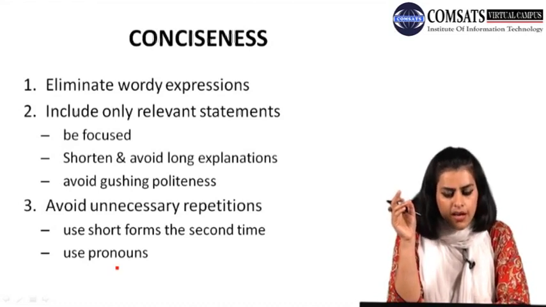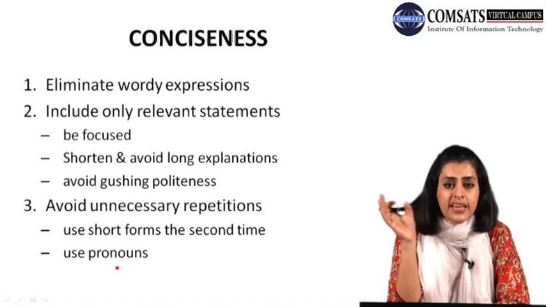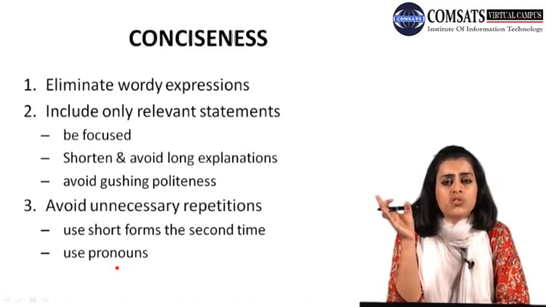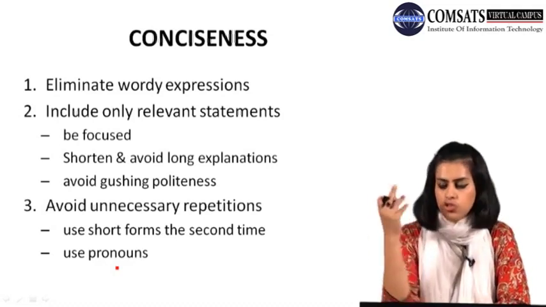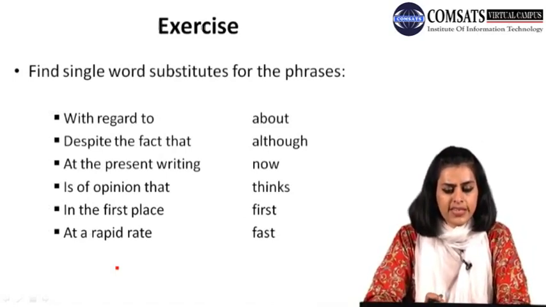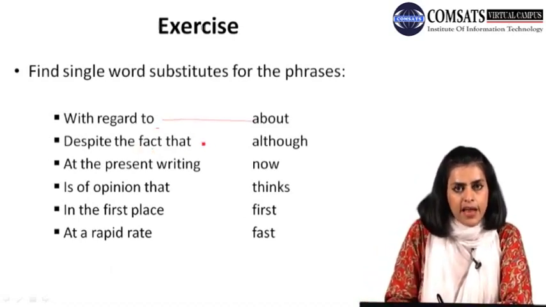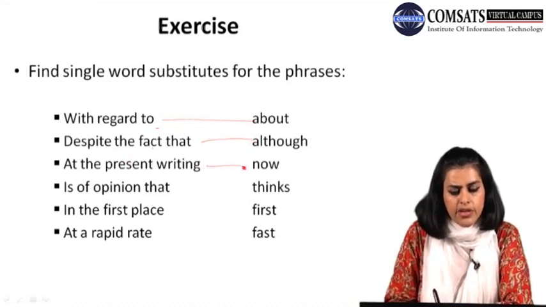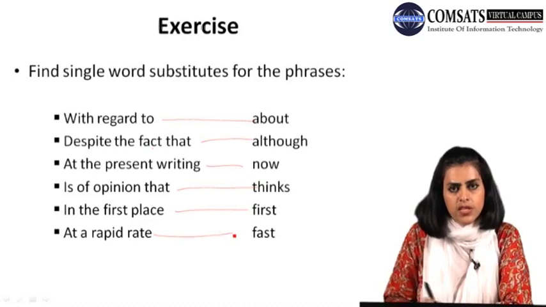Use short forms the second time. For example, if you are using one long name of an institution, try to refer to it with a pronoun the second time. Use pronouns to replace longer phrases, such as names of institutions or organizations. Find single word substitutes for phrases. With regard to can be replaced with about, despite the fact that with although, at the present writing with now, is of an opinion that with thinks, in the first place with first, and at a rapid rate with fast.